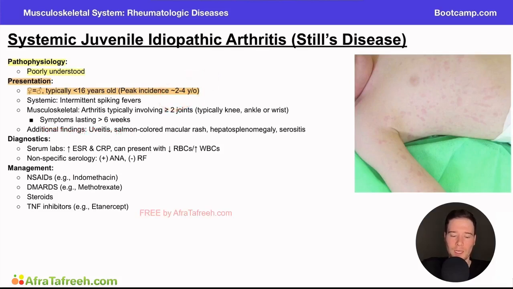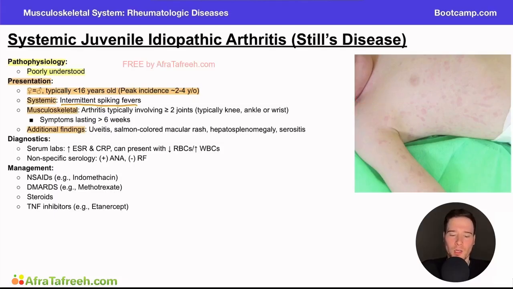Now, a couple key findings we need to notice are going to be systemic findings, musculoskeletal findings, and some additional findings as well. So when we think about our systemic findings, it's going to talk about intermittent spiking fevers for the patient. And so if a patient comes in and they have a one-time fever, they've had a fever for a couple of days, it might be an illness that they're having currently. But if it's intermittent and it's coming and going, coming and going for a longer period of time, potentially even several weeks, that's more indicative of a bigger or systemic condition.